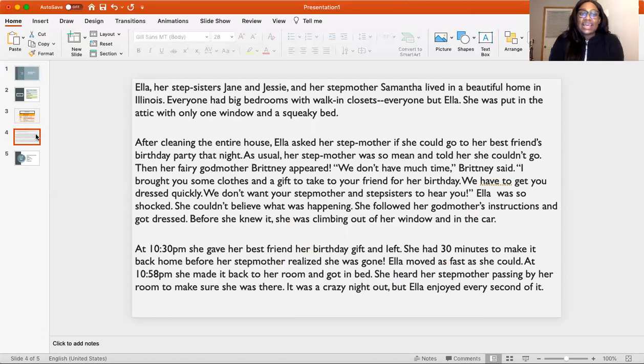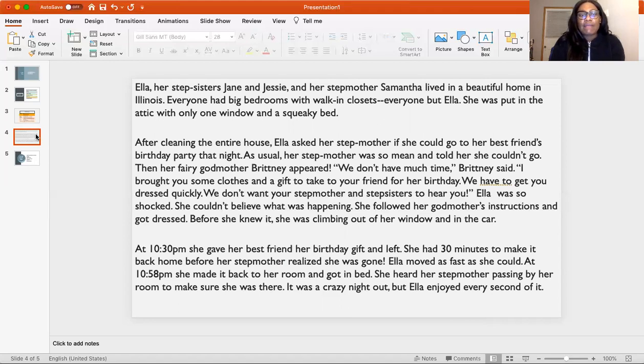I said, Ella, her stepsisters Jane and Jessie, and her stepmother Samantha lived in a beautiful home in Illinois. Everyone had big bedrooms with walk-in closets. Everyone but Ella. She was put in the attic with only one window and a squeaky bed. After cleaning the entire house, Ella asked her stepmother if she can go to her best friend's birthday party that night. As usual, her stepmother was so mean and told her she couldn't go.